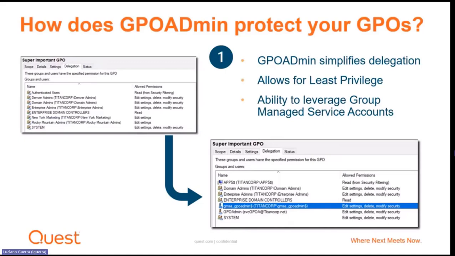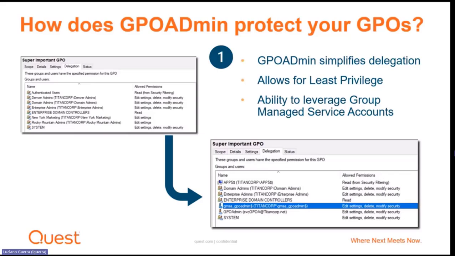GPOAdmin has the ability to protect your GPO infrastructure far beyond the capabilities of AGPM in 3 different ways. First, by simplifying delegation, as we talked about in the previous slide, allowing you to only give the rights that are specifically needed to administrators and users through the GPOAdmin solution. Because we're doing delegation in the application, this allows for setup of least privilege to secure the environment, meaning one specific account to make the changes to the production GPOs.